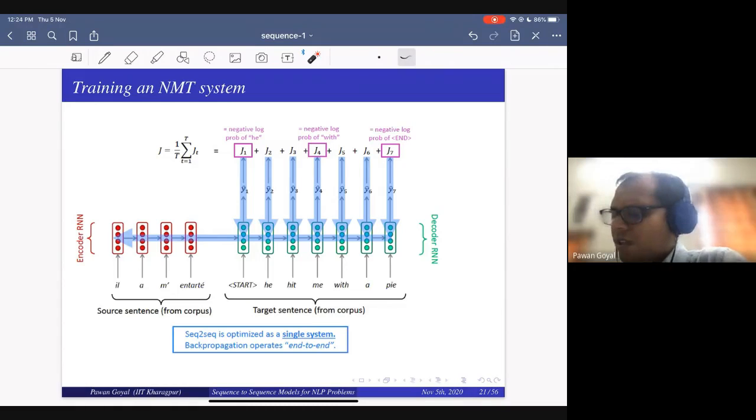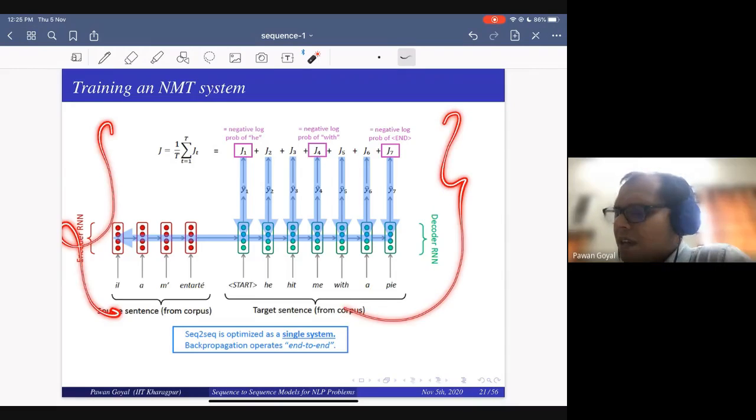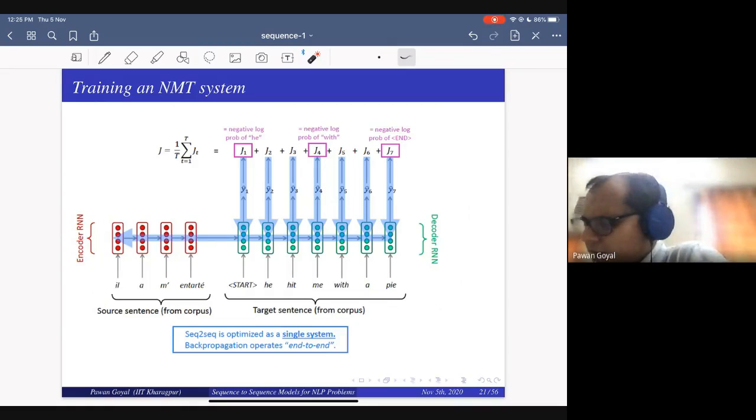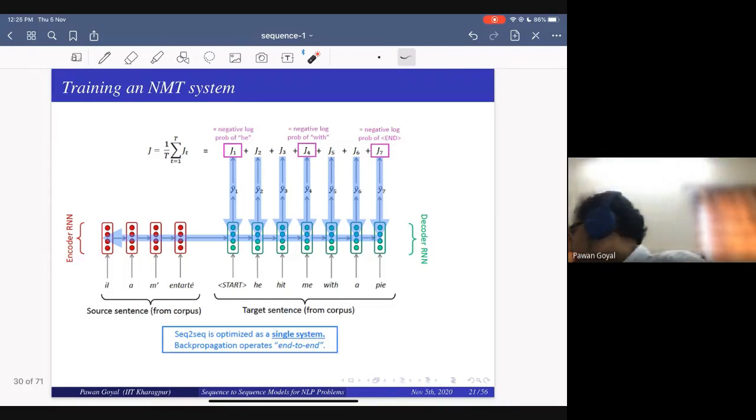So it's a sequence to sequence task, and this is a single end-to-end system, and your backpropagation is happening end-to-end. We don't need anything else. We only need, say, the embeddings of both the languages, or if you're doing a summarization problem, you just need the embedding for that particular language for which you're doing summarization. And this encoder-decoder framework finally enables you to learn all these matrices. If there are any questions here, just let me know.